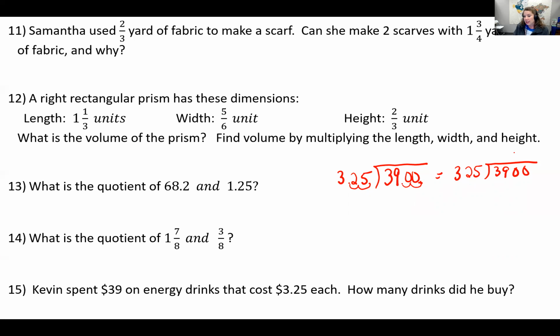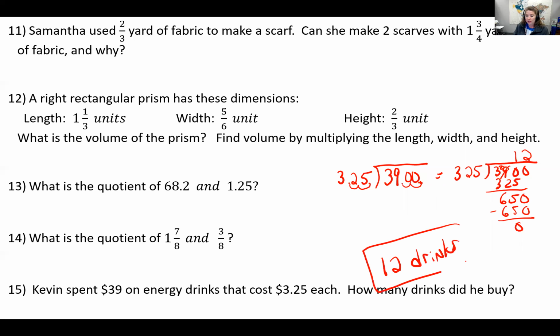325 will go into 390 1 time. That becomes an 8, 6. And 325 will go into 650 2 times. 2 times 5. Carry the 1, 6, with none left over. So how many drinks did he buy? He bought 12 drinks.